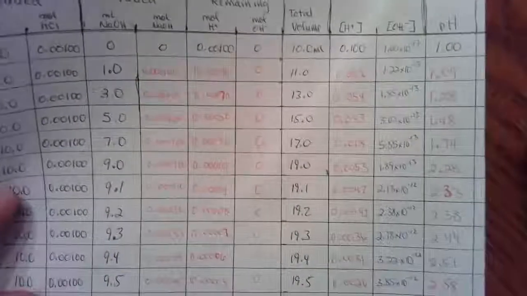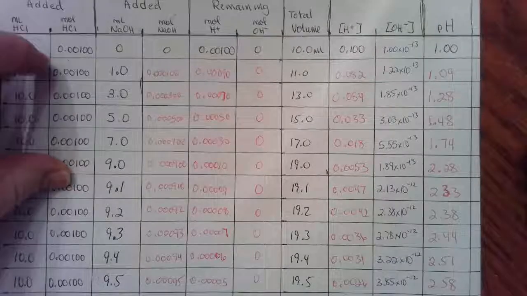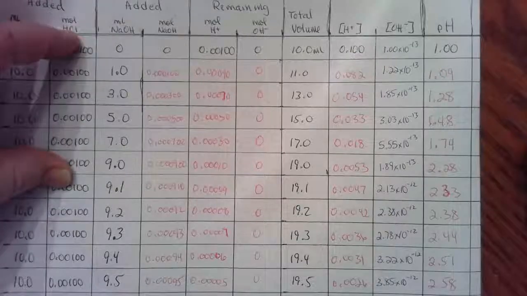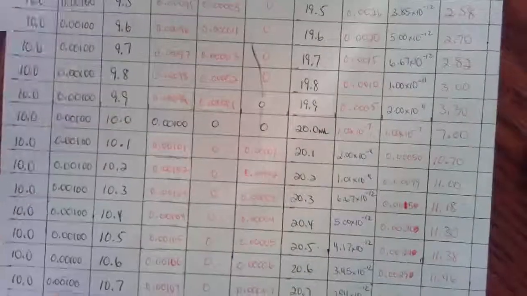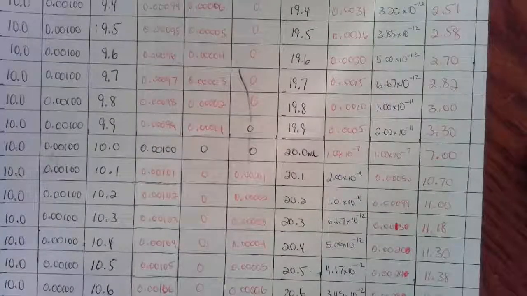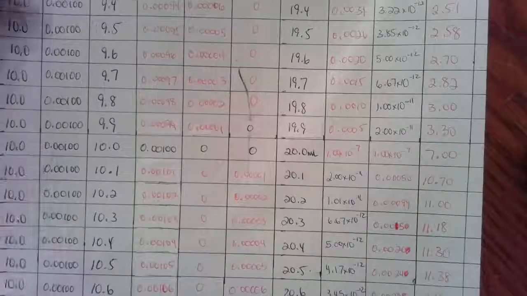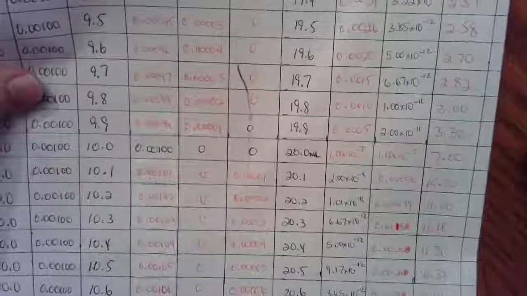So you can see there's the data up through 9.5. You can pause this if you need to get those numbers for your graph. Then we'll go up here from 9.5, you can see, to 10.5 on that screen. Pause again if necessary. And the rest of it is right there.